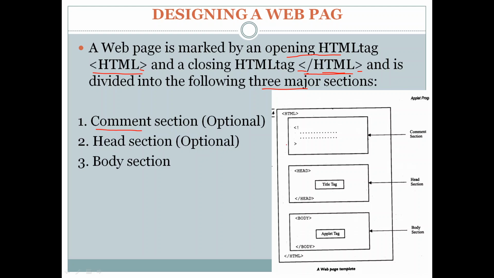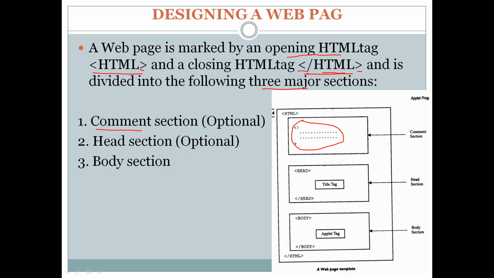So the complete HTML is divided, the first part, you can see, is the comment section. The comment section is generally used to provide comments for the developers. The information which is included in the comment is not displayed on the web page. And again, this is an optional section where a developer can include comments.